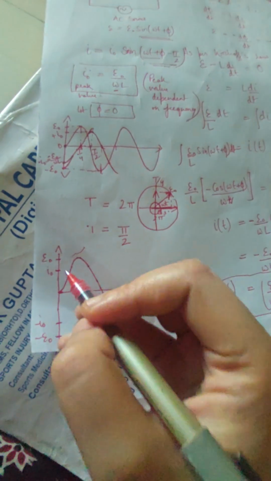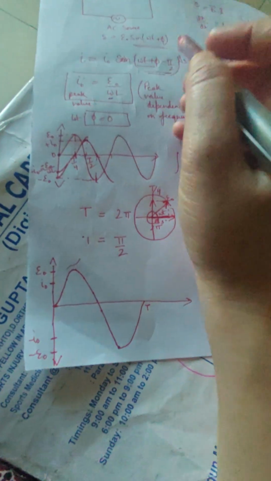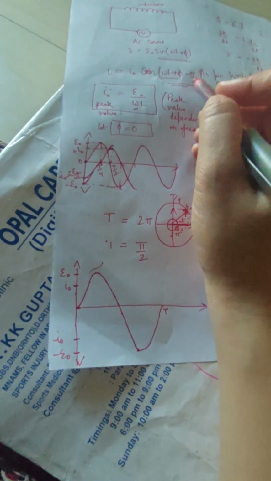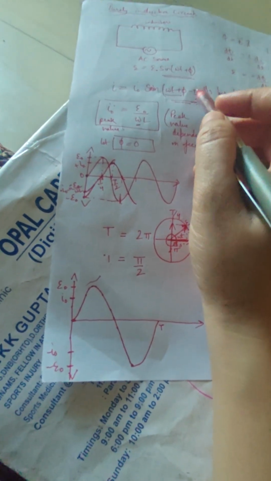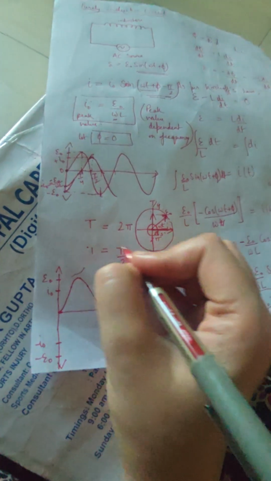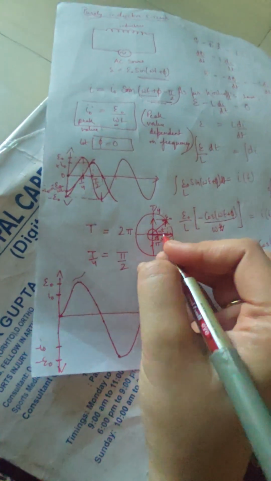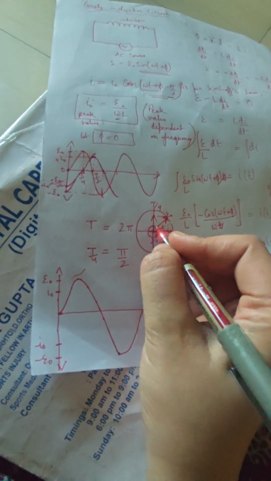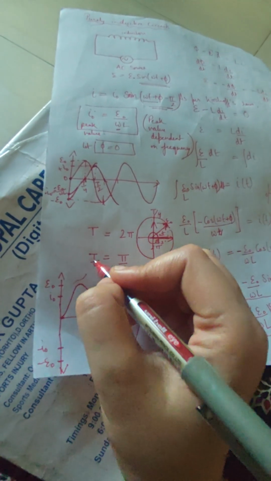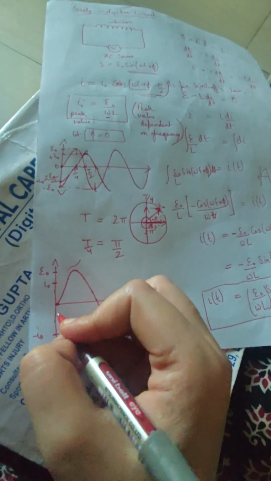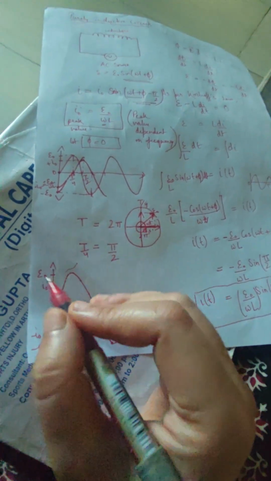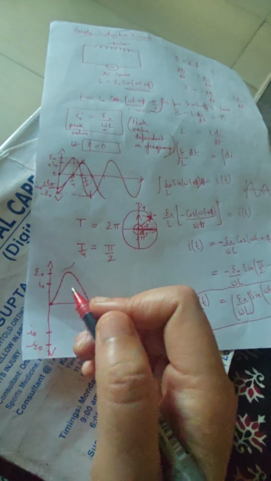So what happens to current? It's behind by a phase of pi by 2, which corresponds to a time interval of T by 4. Yes, because you can see 1/4 of the cycle is completed in T by 4 time. So if it's behind by T by 4 time, what will happen?